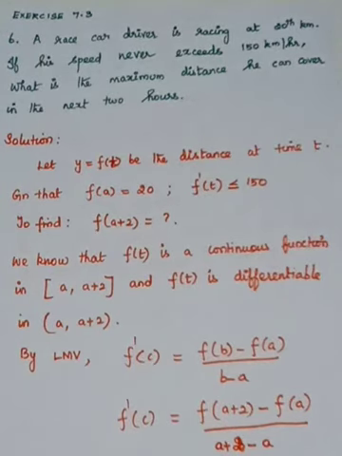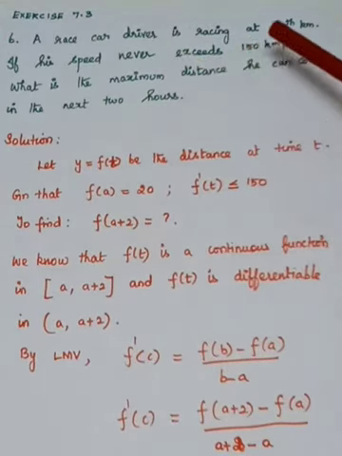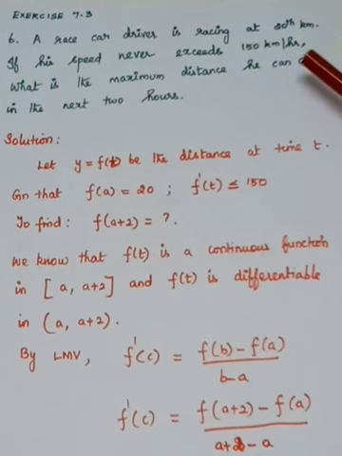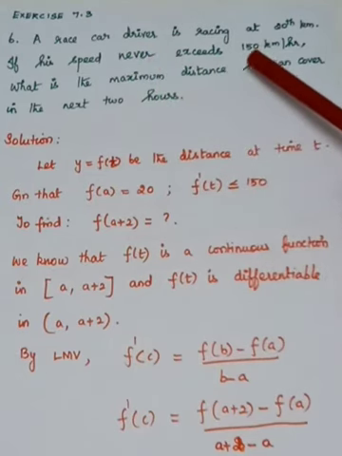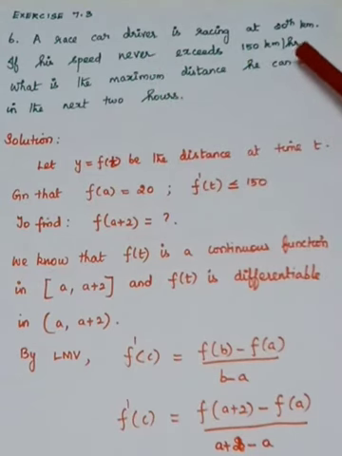A race car driver is racing at the 20th kilometer. If his speed never exceeds 150 kilometers per hour, what is the maximum distance he can cover in the next 2 hours? Okay. See, the race car driver is racing at the 20th kilometer. So at the 20th kilometer he starts his race. The speed he maintains never exceeds 150 kilometers per hour.